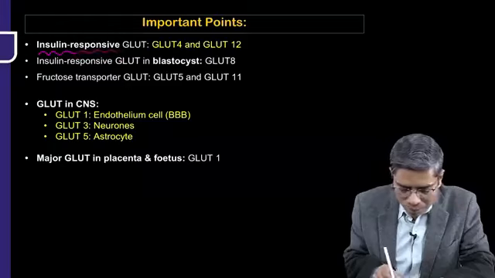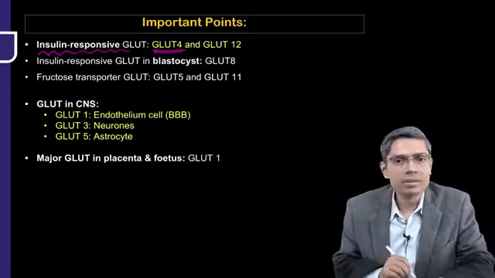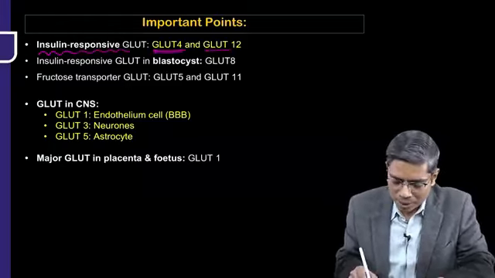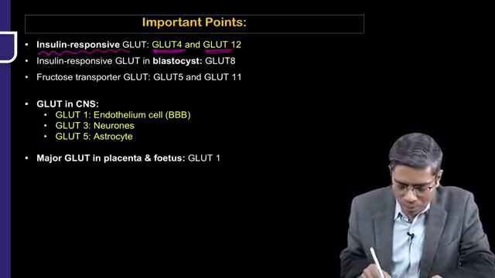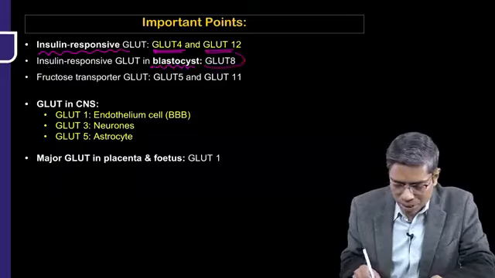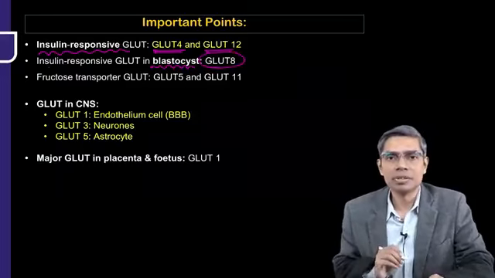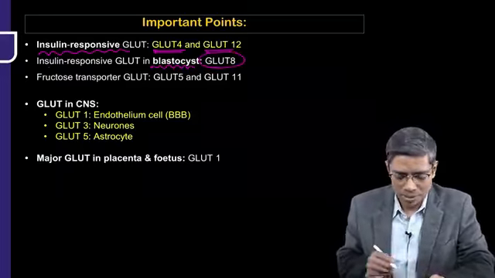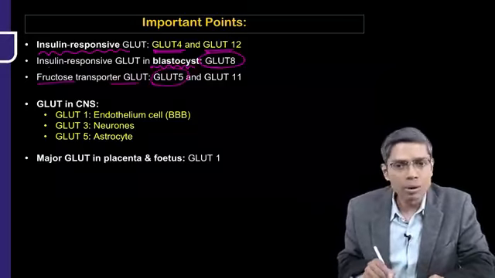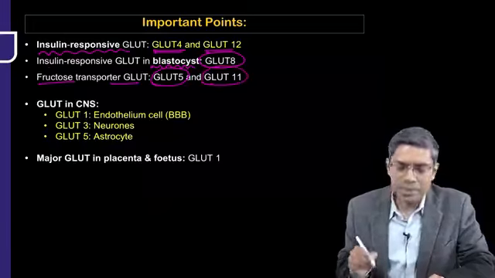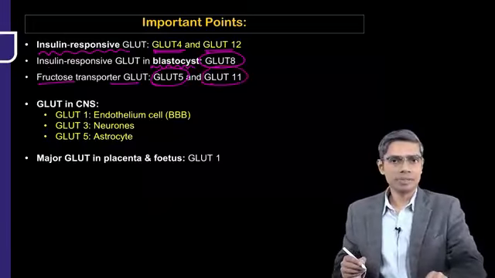Insulin responsive GLUT, GLUT4, we all know. Apart from that, GLUT12 is also there. Insulin responsive GLUT in the blastocyst is GLUT8, right? So during fetal development, during blastocyst development. Fructose transporter GLUT5, we all know. Apart from that, GLUT11 is also a fructose transporter.